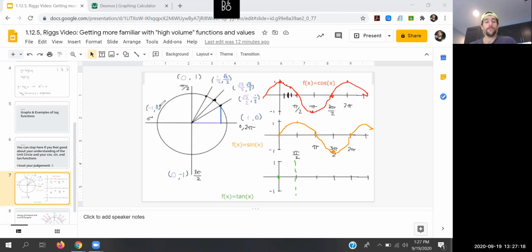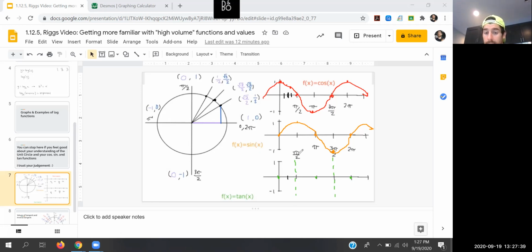We get to pi, we have 0 divided by -1, so the value is 0. And then right here, we have another vertical asymptote because -1 divided by 0 is not definable. Then back at 2 pi, we're at 0. So with tangent, we don't have a ton of information to know what this function looks like. So I want to add a little more info.